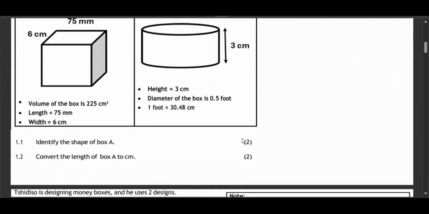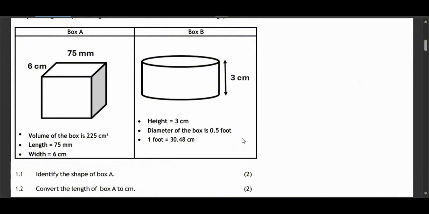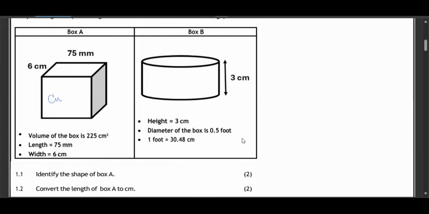The first question says, identify the shape of box A. We have box A and B. Now, people rush to see this and they call it a cube. It's not a cube. What are the characteristics of a cube? All sides are supposed to be equal. But take a look at this. This is 6 centimeters. This is 75 millimeters, which is the same as 7,5. So this is not a cube.